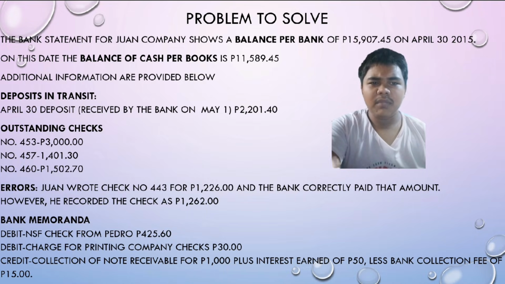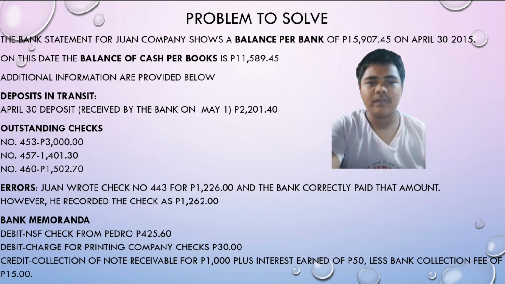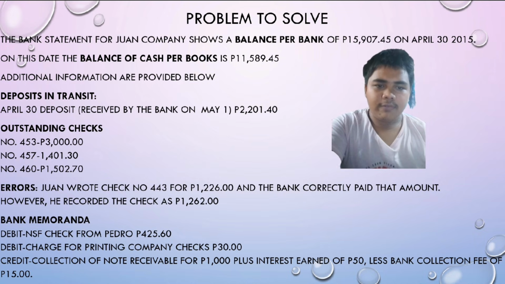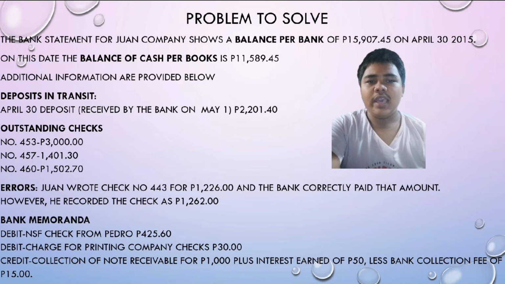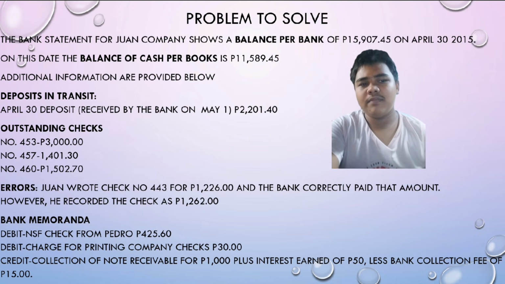The bank statement for one company shows a balance per bank of 15,907 pesos and 45 cents on April 30, 2015. On this date, the balance of cash per books is 11,589 pesos and 45 cents. Additional information is provided below. First are the deposits in transit. April 30 deposit received by the bank on May 1, which is 2,201 pesos and 40 cents.